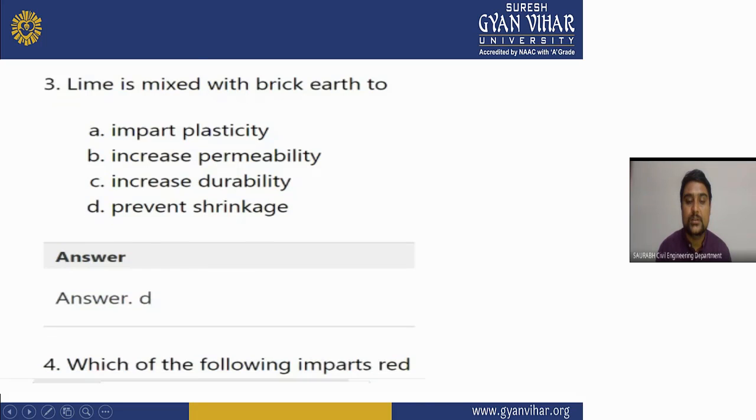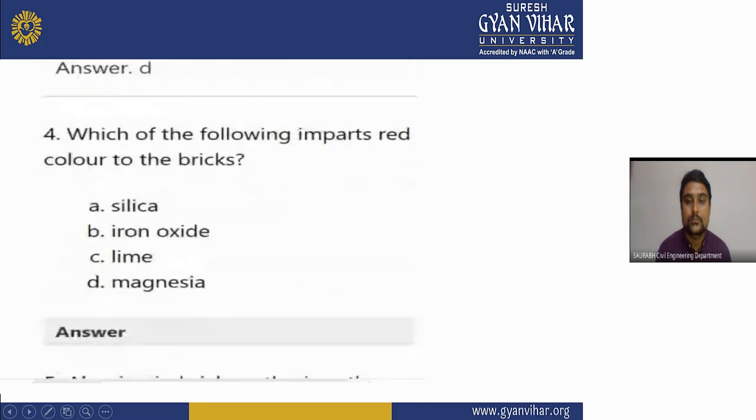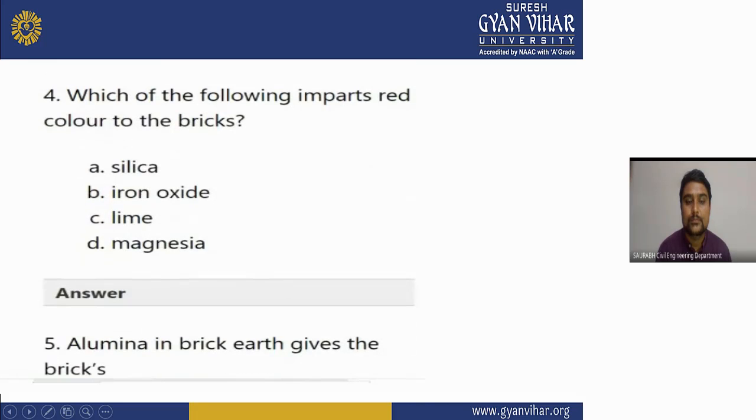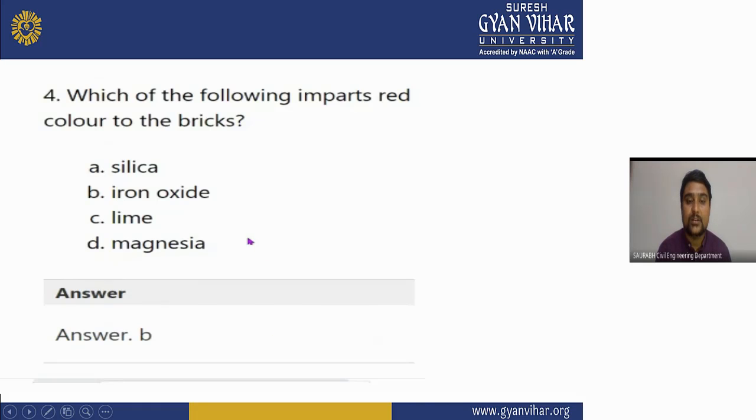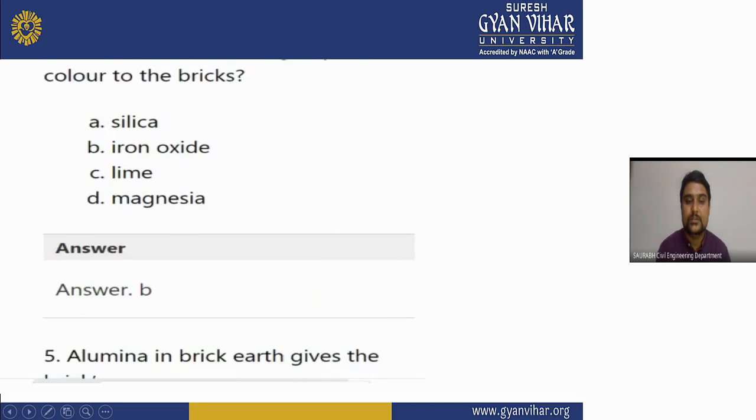Now come on the next question. Which of the following impart red color into the brick? And here options are given: silica, iron oxide, lime, magnesia. As we know, iron oxide imparts the color in a brick. And here right answer will be B, iron oxide. Iron oxide provides the color, or it imparts the color in your brick. Come on the next question.